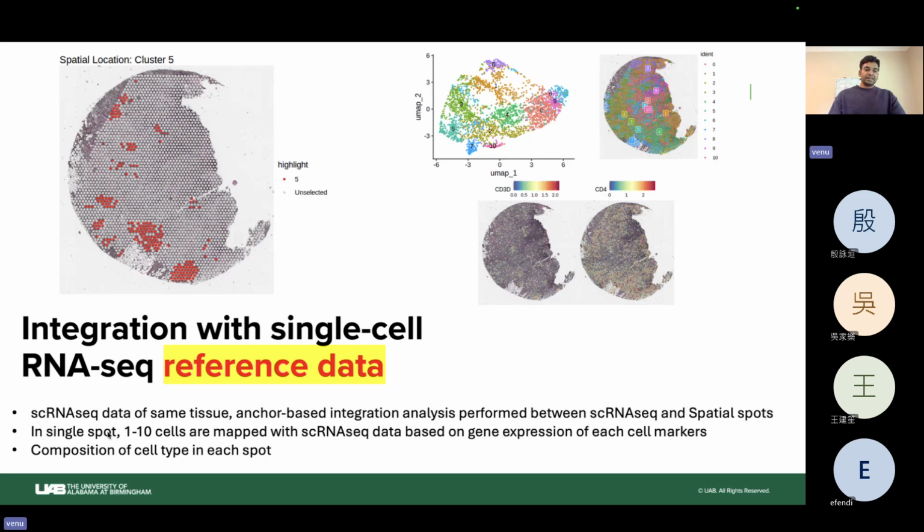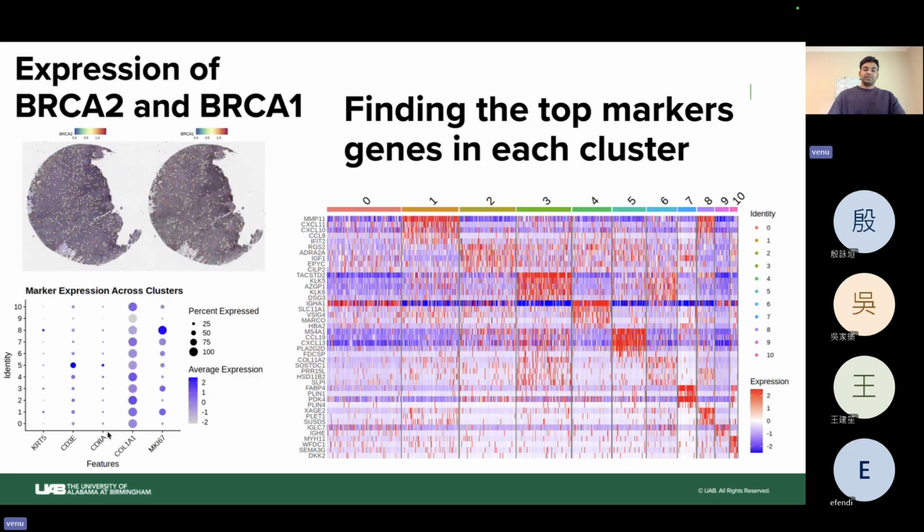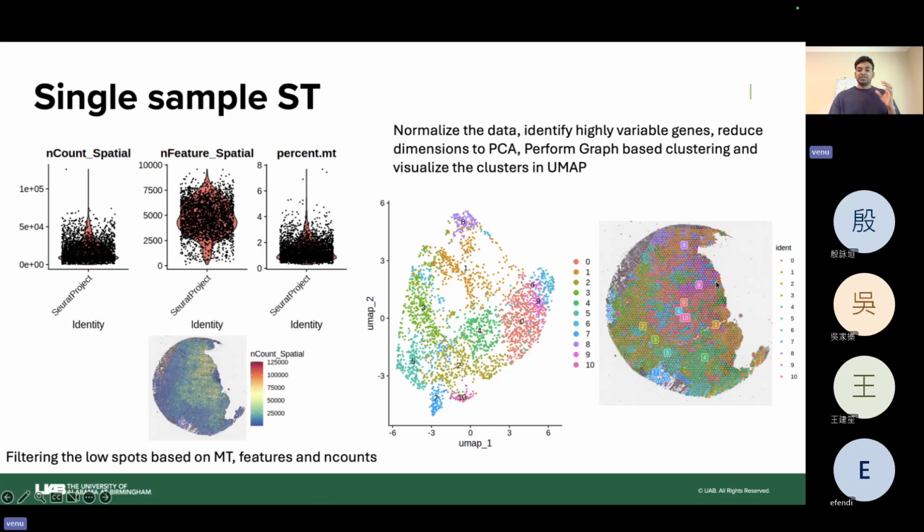So this is the final step of what we are discussing so far. This is the final integration with single cell RNA sequencing data. Why are we integrating this information? We have marker genes from our spatial data, so we want to know whether each spot, each cluster, has certain kinds of cells.